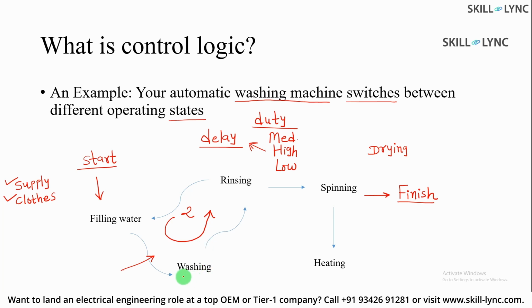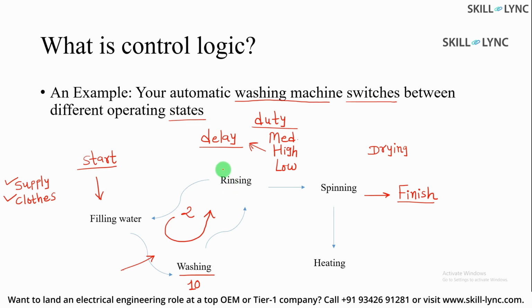Once the washing has started, another timer is going to start, and it will calculate the 10 minutes. Once the 10 minutes have finished, the state is going to change after the 10-minute delay, and it will be in the rinsing state.